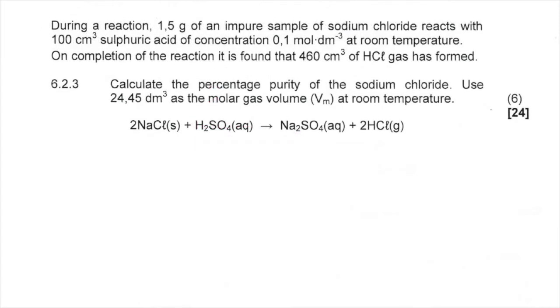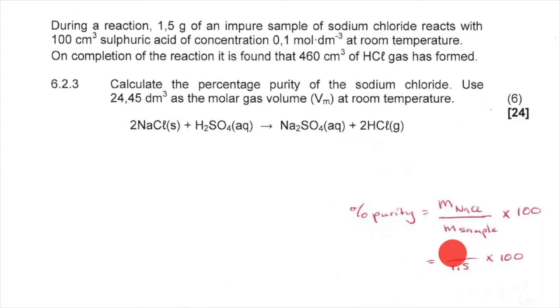Now, in the second part of this question, they tell us that on completion, so for the whole reaction to take place, 460 cubic centimeters of hydrogen chloride gas has formed. So now they ask us for the percentage purity. Percentage purity is not a difficult question. It's to understand what you have to do that might be difficult. So let's start by thinking about that percentage purity. Percentage purity will be the mass that is really sodium chloride divided by the possible mass, which is the whole sample. The whole sample could have been sodium chloride.